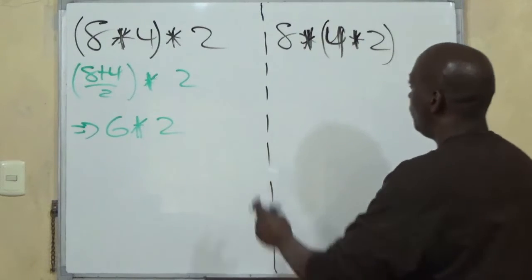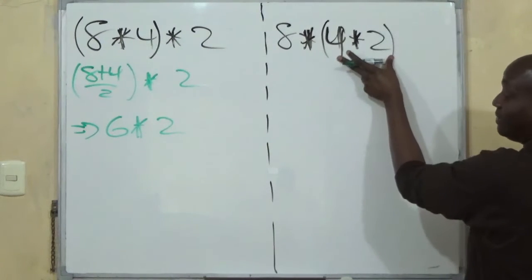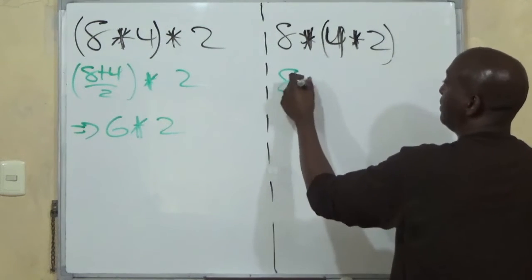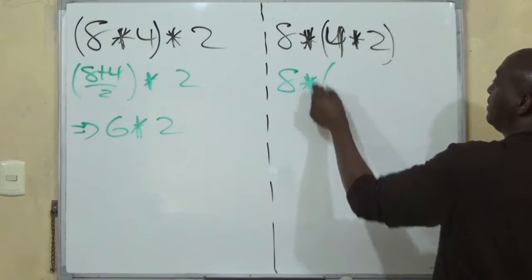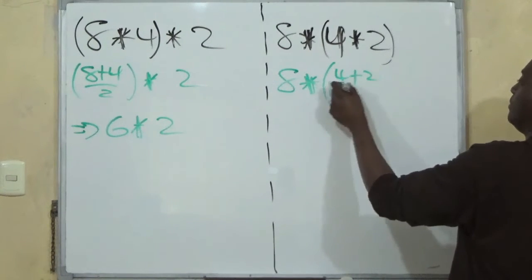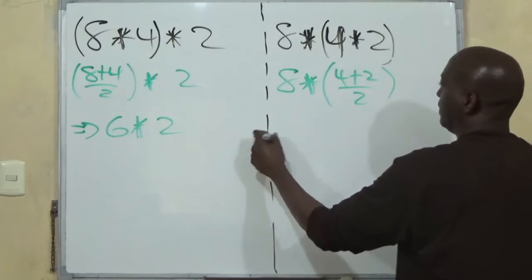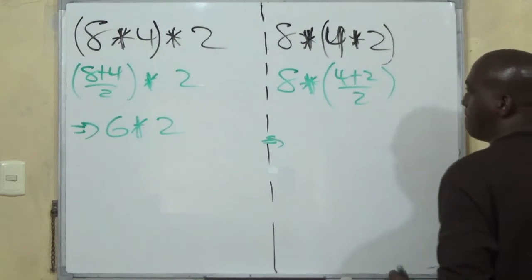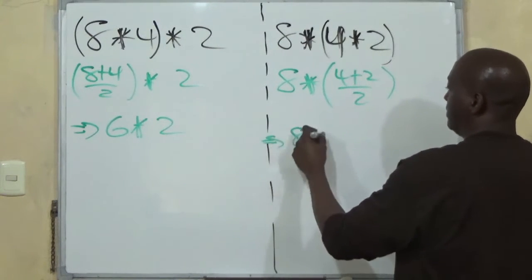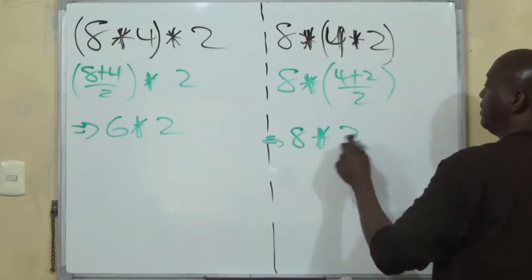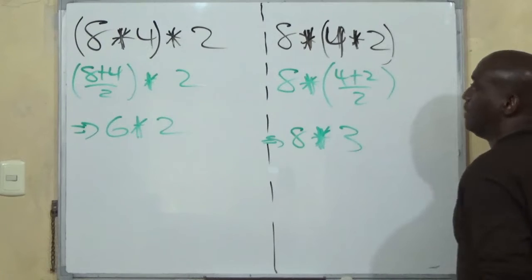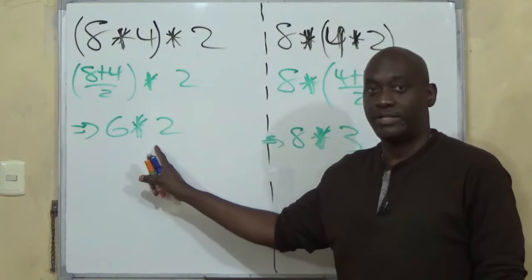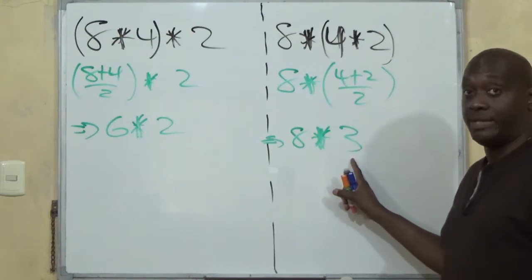No problem. Over here, we're working it out first here on this occasion. So this will be 8 star, this here in brackets, 4 plus 2 over 2. So this will be 4 plus 2 is 6 over 2, which is 3. So this will be 8 star 3. So you see, the associative property does not exist because the final operation is not the same in both instances.